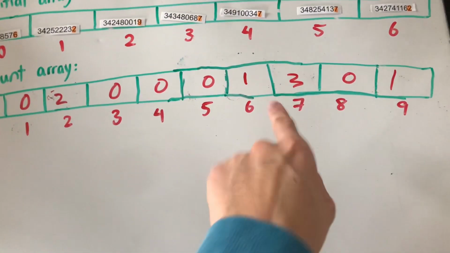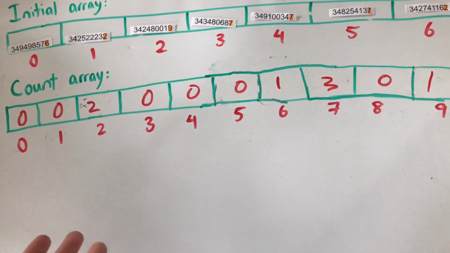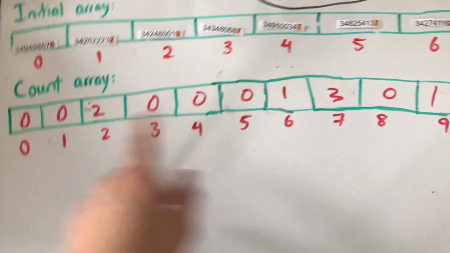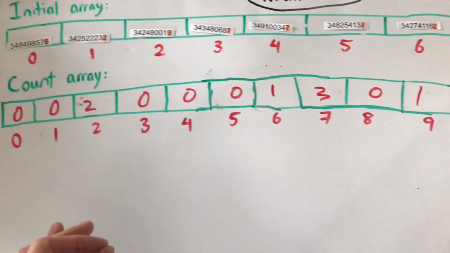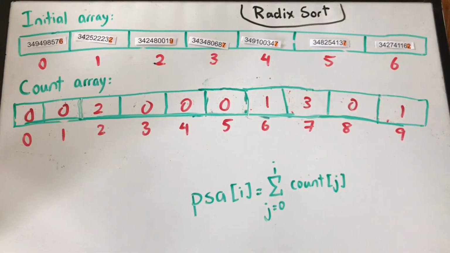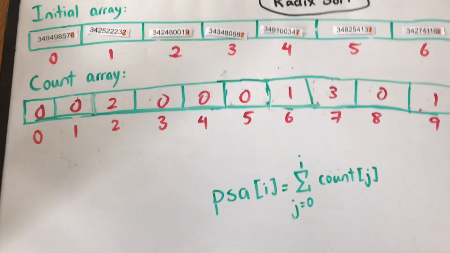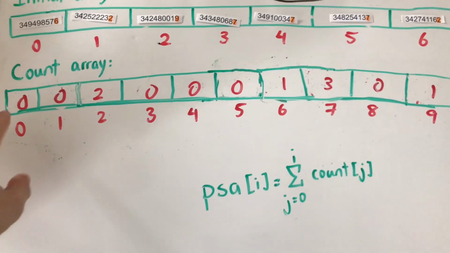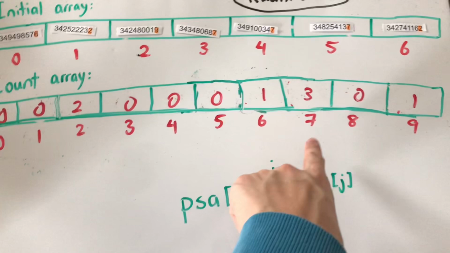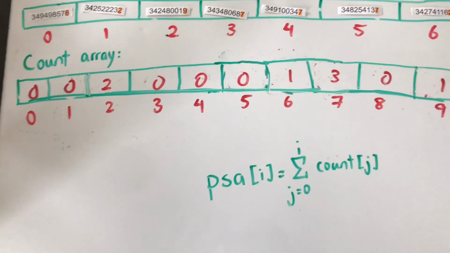But for 7, let's say, there are 2 2s, 1 6, and 3 7s, all of which are less than or equal to 7, which means in total there are 6 numbers that have a units digit of less than or equal to 7. That actually gives us a definition for the prefix sum array. The ith index of the prefix sum array is the sum of all numbers in the count array from 0 to the ith index. So for 7, it would be the sum of everything from here to here.